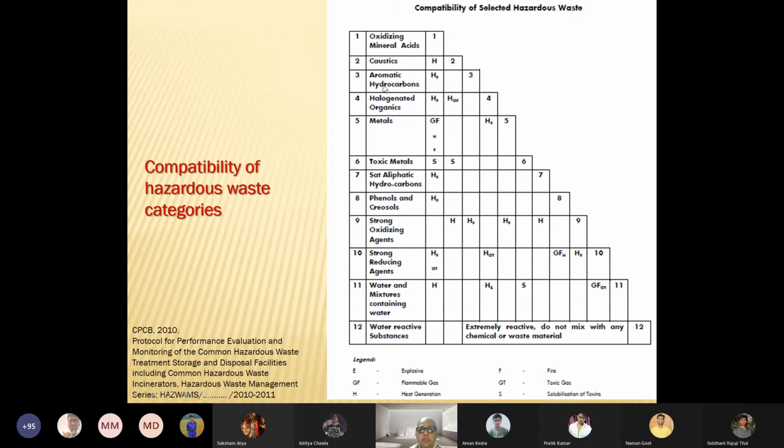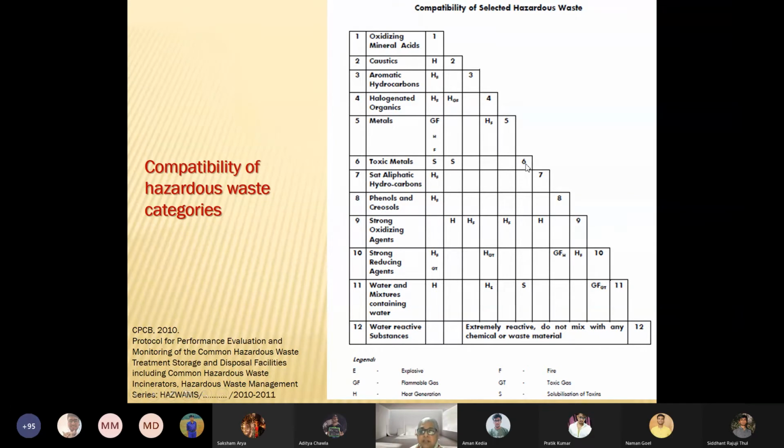So if I'm going to mix aromatic hydrocarbons with oxidizing mineral acids, HF is the outcome, and that is H stands for heat generation, F stands for fire. So not only will heat be generated, but there is a strong likelihood of a fire. So these are definitely incompatible, right?